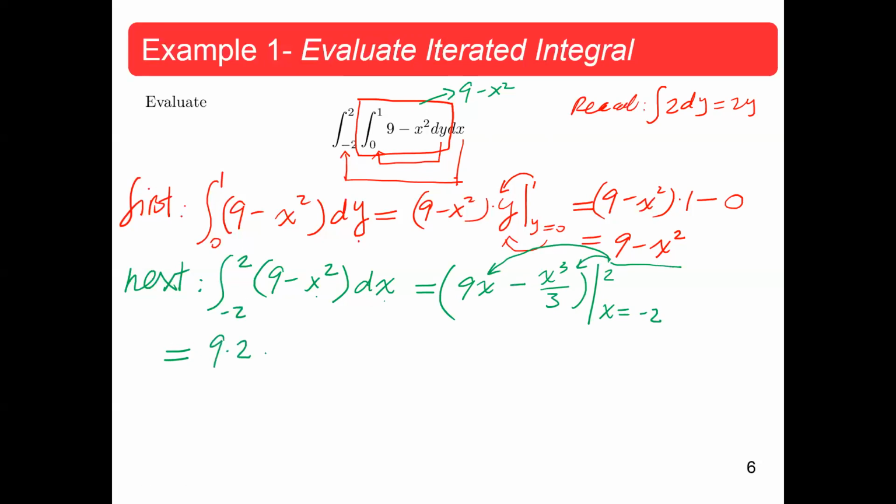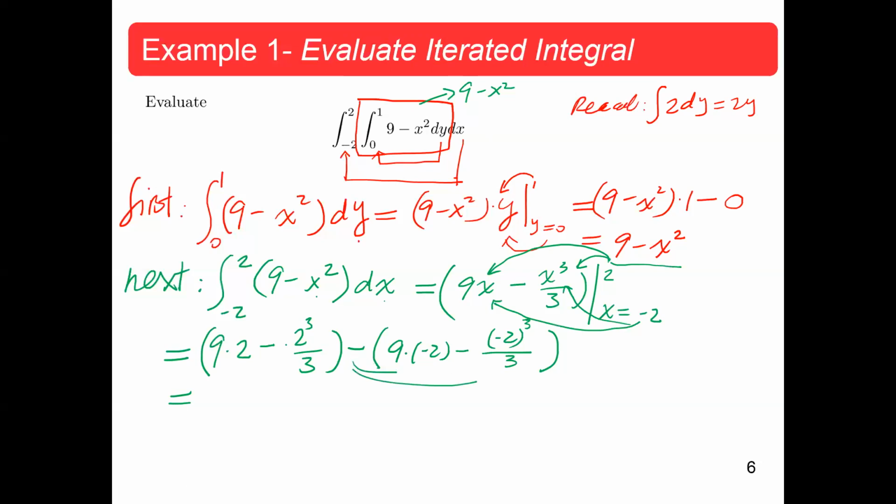We have 9 times 2 minus 2 cubed over 3. Is that good so far? Yes. And then we're going to plug -2 in for x. We have 9 times -2 minus (-2) cubed over 3, right? And next is just the evaluation of this number, okay? I can distribute this negative sign to everything inside, and let's see what we have.